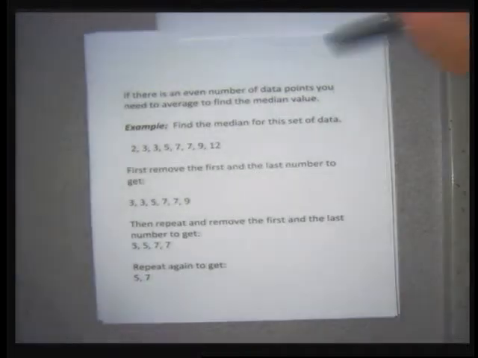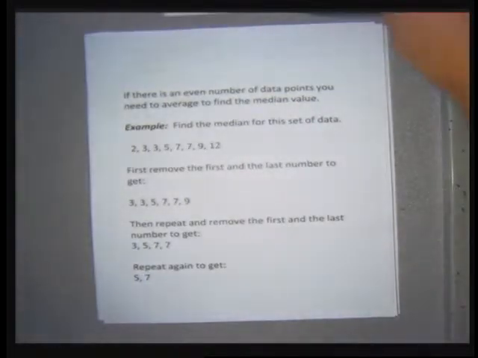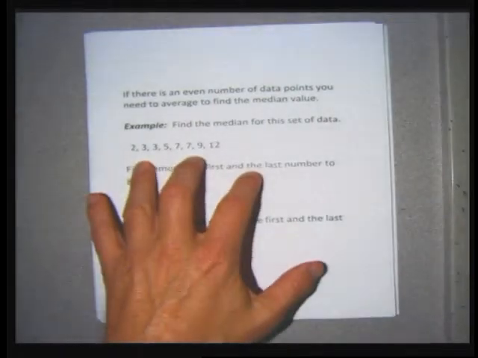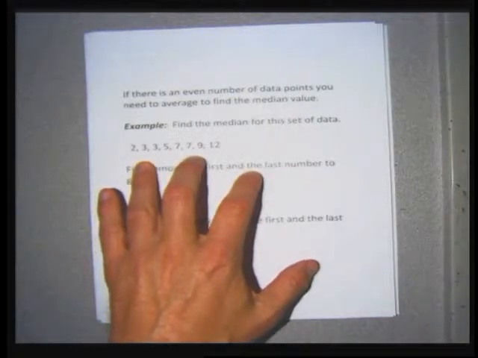Now, median can be a little bit tricky because sometimes when you go through the scratching out process, you'd either have to scratch out all the data or you'd be left with 2 numbers in the middle, and here's an example that tells us what to do for that. So here's some ordered data that I want to find the median for.